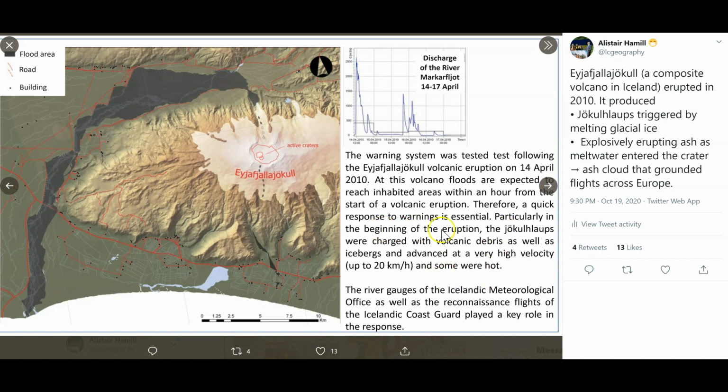And particularly in the beginning of the eruption, because the floods had volcanic debris as well as icebergs and were going at a very high velocity, and some of them were very, very hot. So you basically had the river gauges here that were measuring the discharge, and you can see the discharge going up very, very quickly, and also the temperature going up very, very quickly because of the heat from the volcanic eruption, which they were monitoring, and that allowed them to get the evacuation order in place.